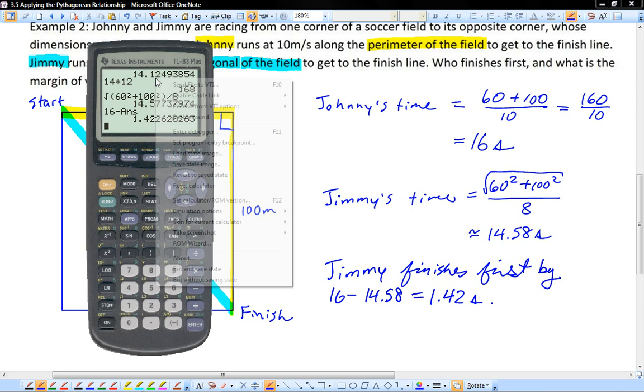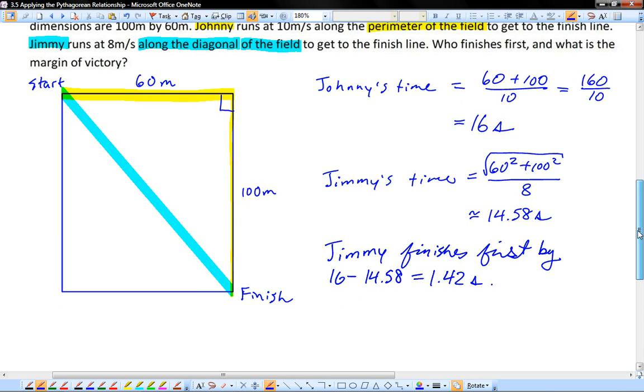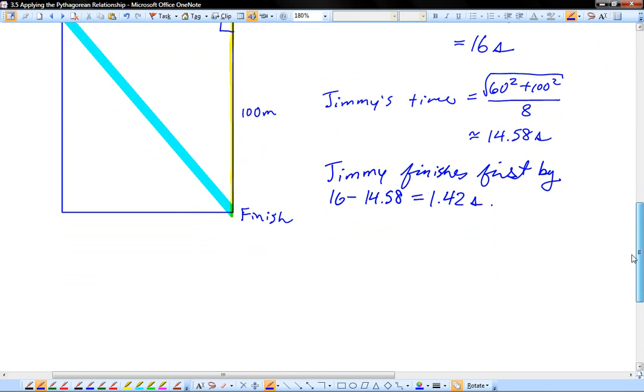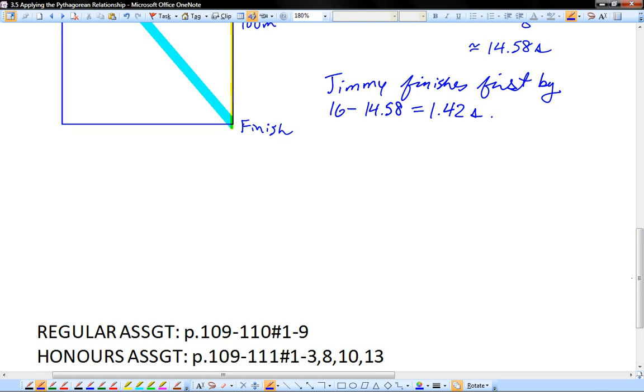Now these are just two problems that you can solve using the Pythagorean relationship, but of course there are many more. So I would encourage you to do all of your assignment questions. Again, in each case, make a diagram. It should have a right triangle in it. Make sure that you label the sides that you know, solve for the missing side length, and then answer the problem.